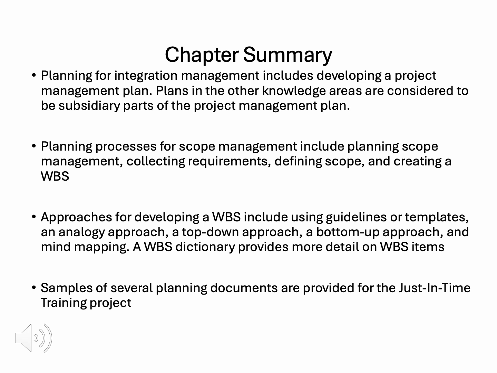Scope management includes 4 planning processes: planning scope management, collecting requirements, defining scope, and creating a WBS. These produce critical outputs: scope and requirements management plans, requirements documentation, a scope statement, and a scope baseline with the WBS and WBS dictionary. These tools define and control scope, preventing creep.